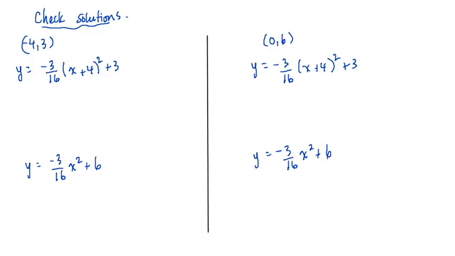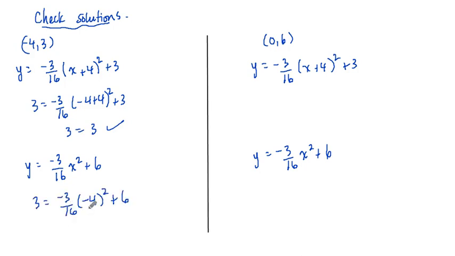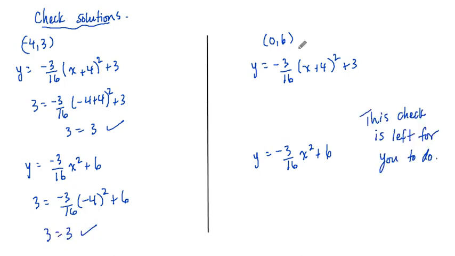So I have to check those solutions in both original equations. When I substitute -4, 3 in for x and y in the first equation, I've got negative 4 plus 4 is 0 here, so I'm just going to be left with 3 equals 3. So that's good. And when I check it in the second equation, negative 4 squared will be 16. That'll cancel off with this 16 here, so I have negative 3 plus 6 gives me 3. So 3 equals 3 there again. I leave the checks of (0, 6) for you to do.